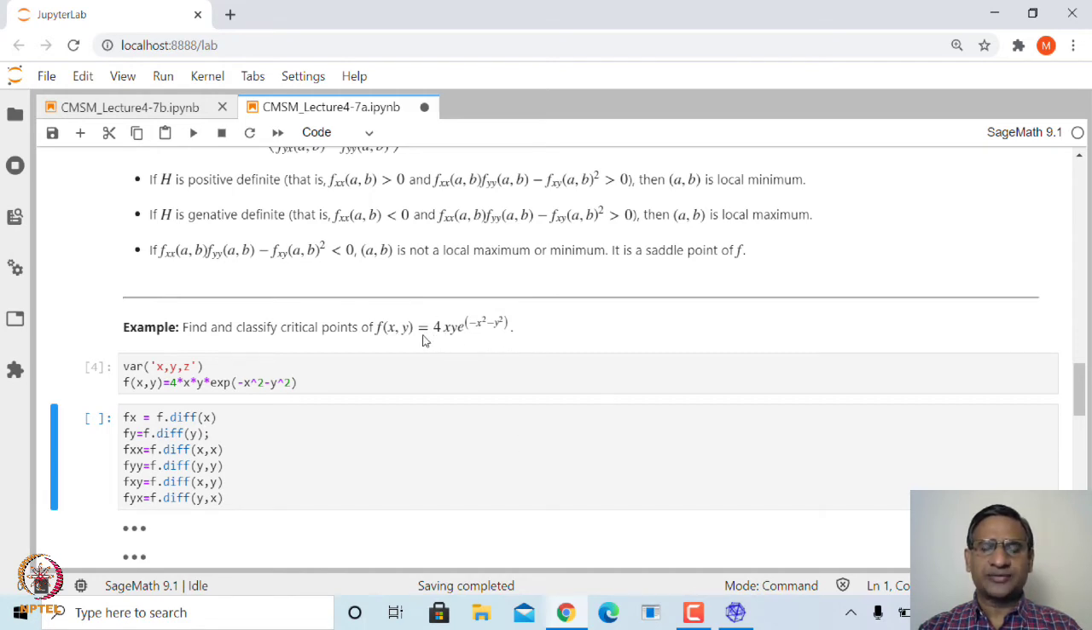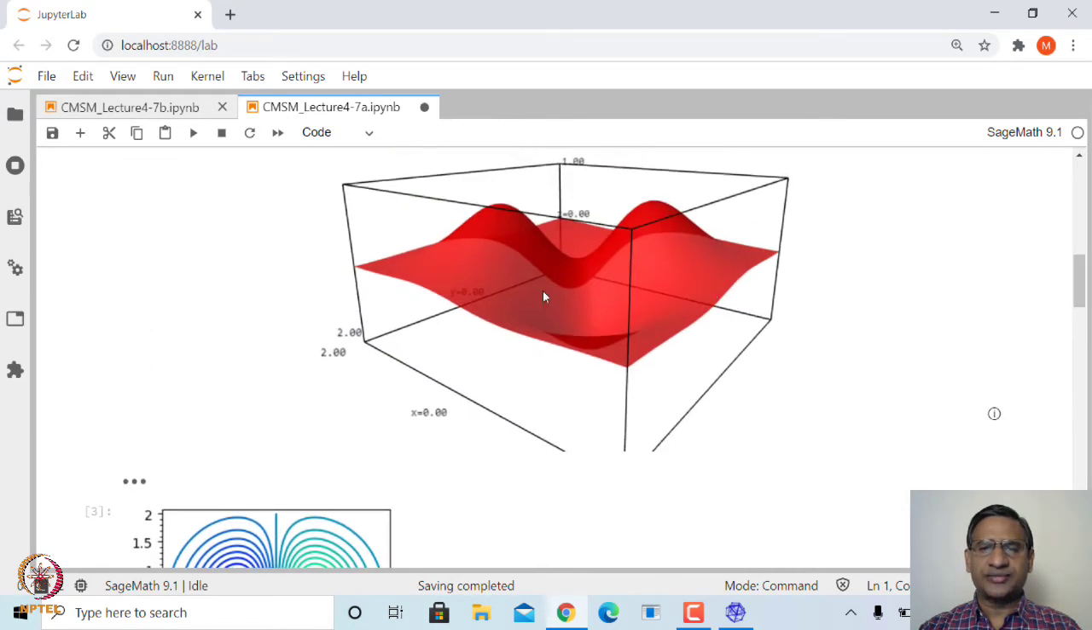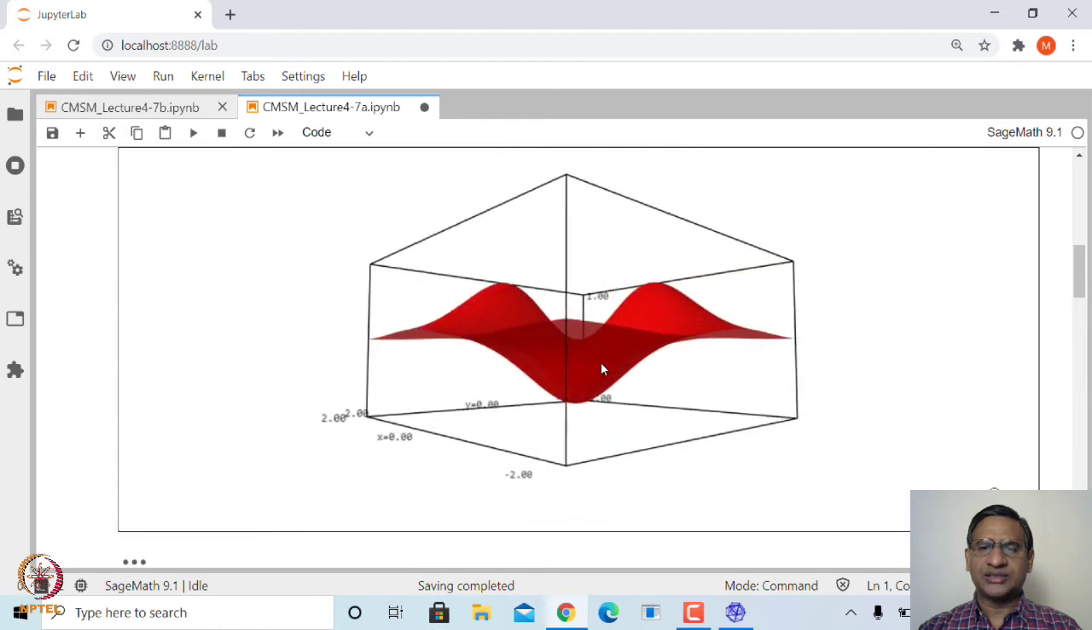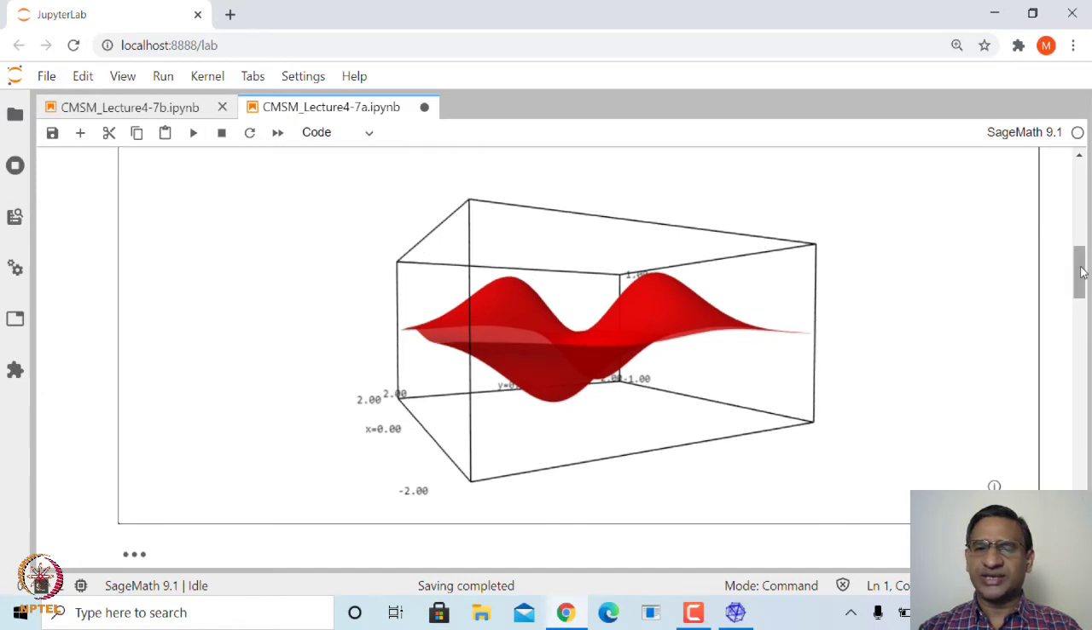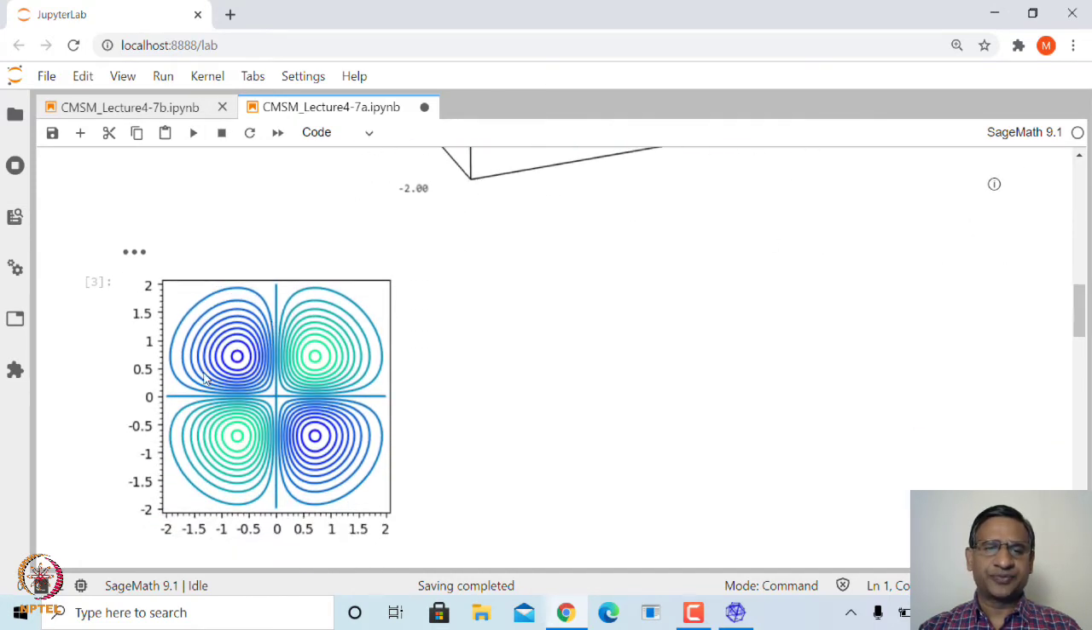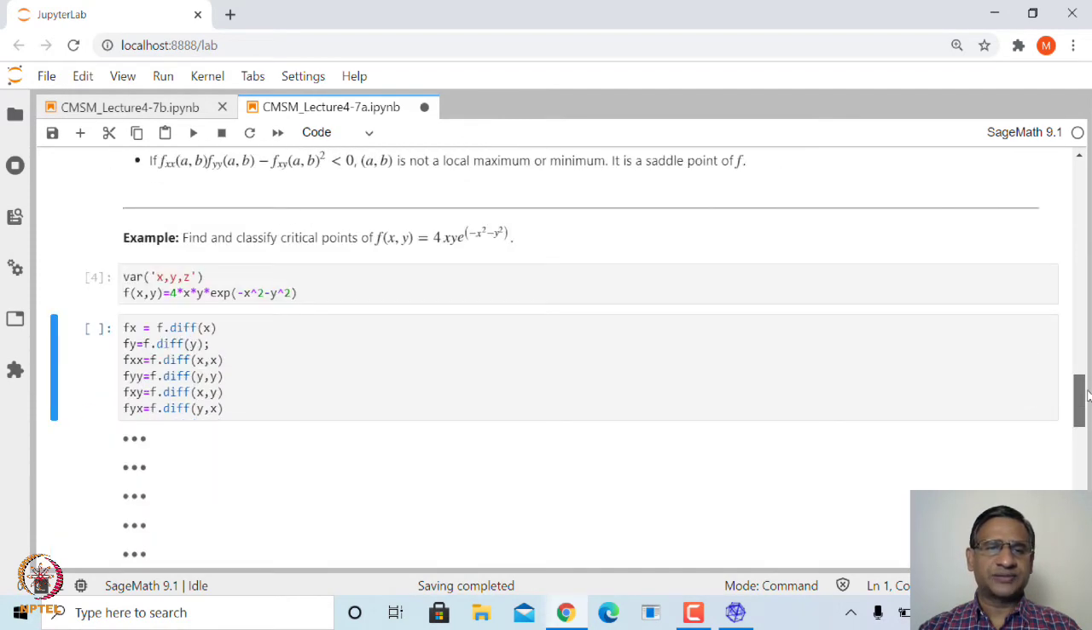You can even plot the graph of this function along with the contour. These graphs of the surface and this contour are exactly the graph of that function f of x y is equal to 4 x y into e to the power minus x square minus y square. So, you can see here this function has two local minima, two local maxima and one saddle point. That is what we expect, and that again is confirmed by these contour plots. Okay.